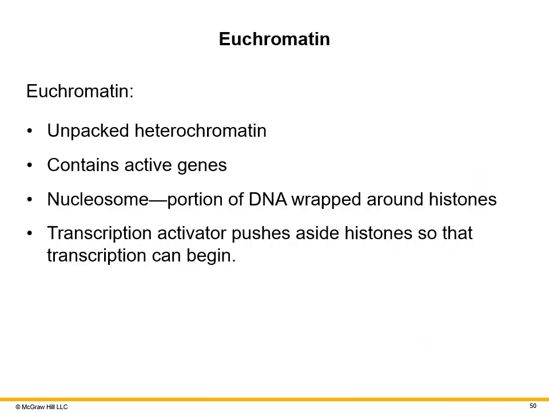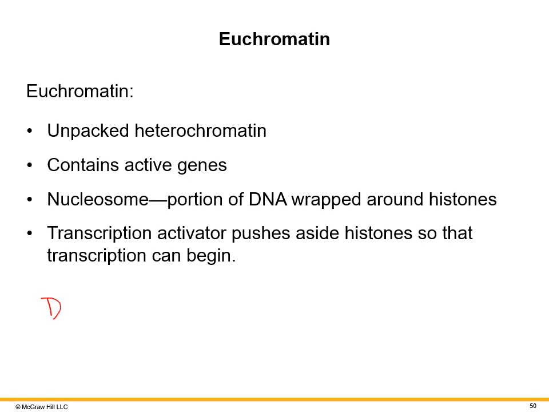Euchromatin is the opposite of heterochromatin. Euchromatin is when we unpack the heterochromatin, and therefore we have the active genes. A nucleosome is a portion of DNA wrapped around histones. And when we group nucleosomes together, we form chromatin. A transcription activator pushes aside histones so that transcription can begin.